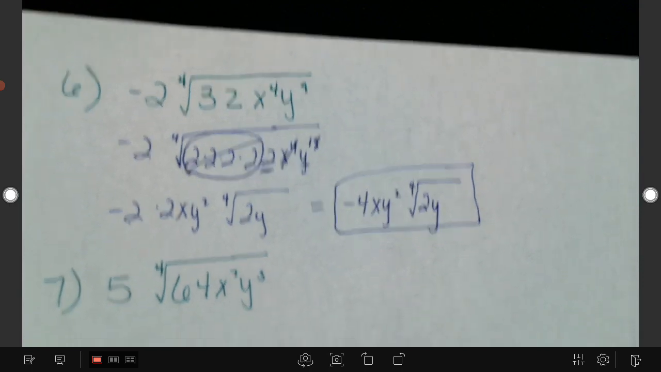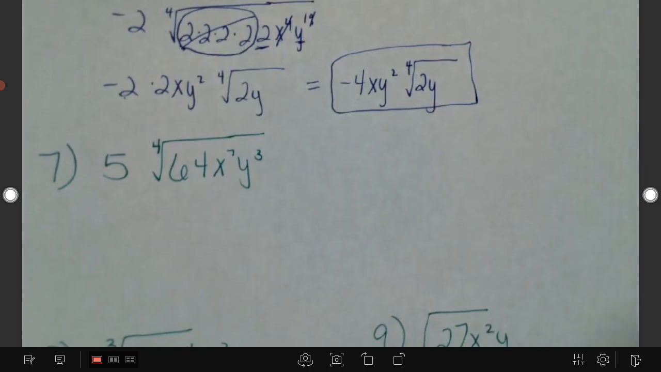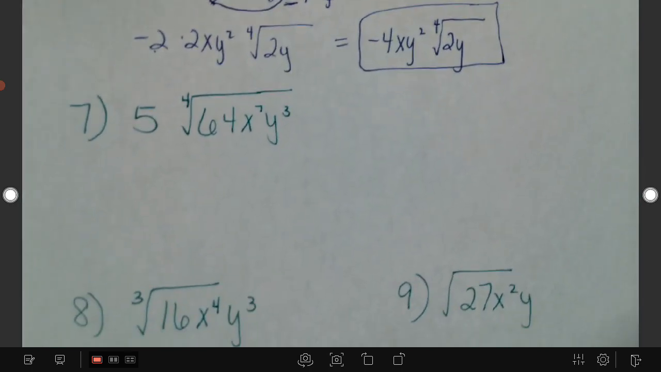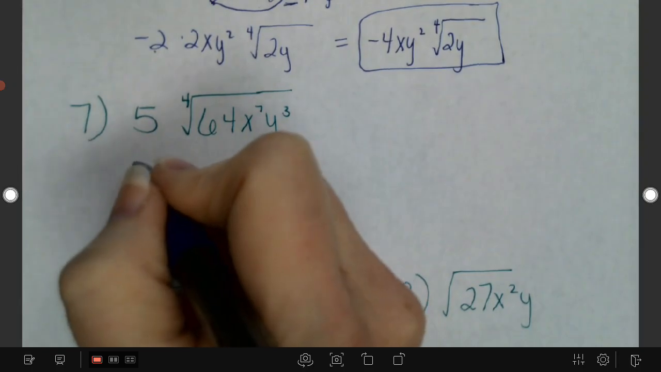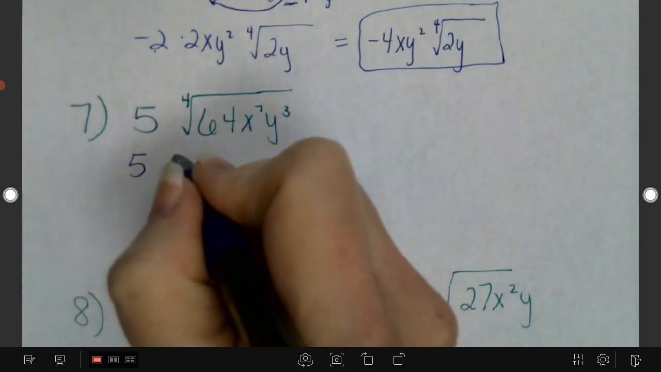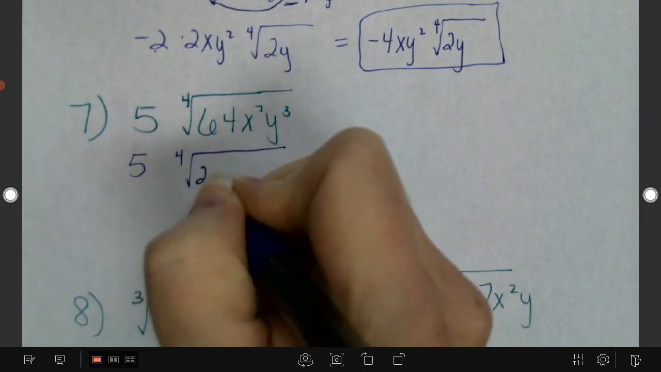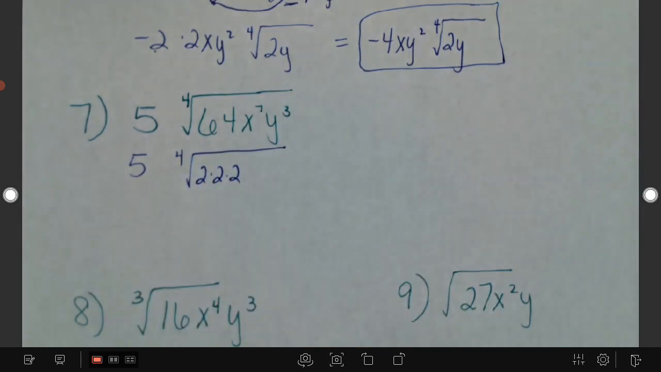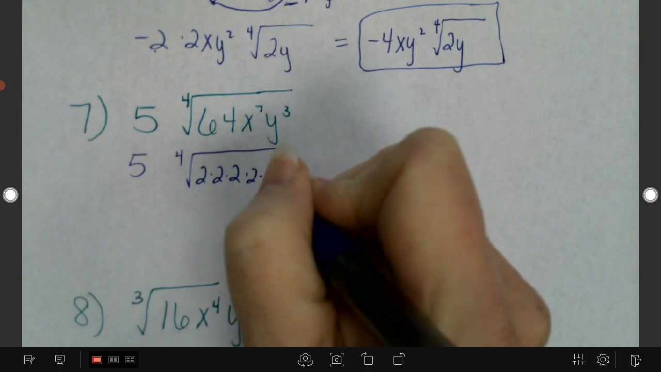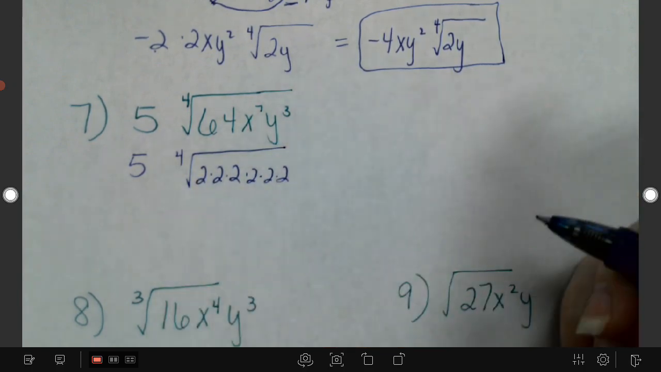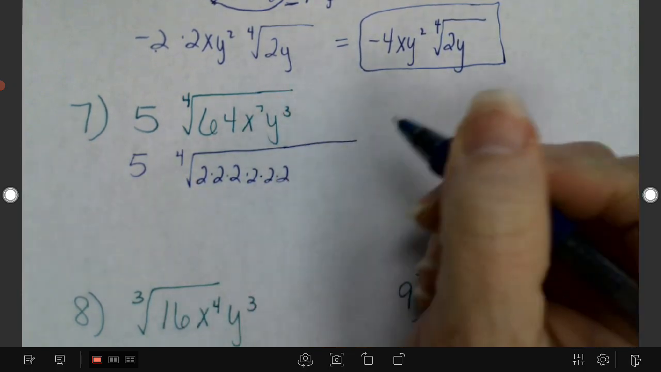All right, why don't you try number 7, hit pause, try that one, see how far you can get with it. Okay, so when you break down your 64, you might be thinking of 8 times 8, which is normal, but let's write 8 like this. There's 1 8, and here's another. That's your new 64, friends, because we're doing fourth roots.